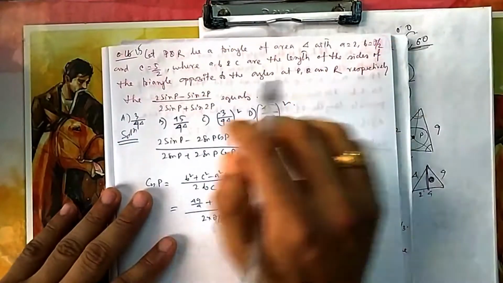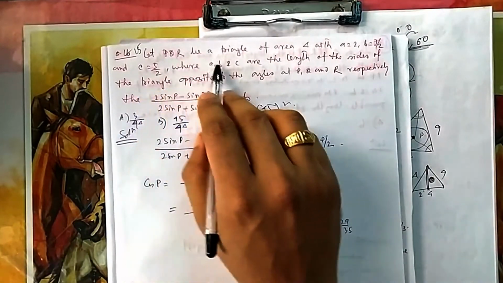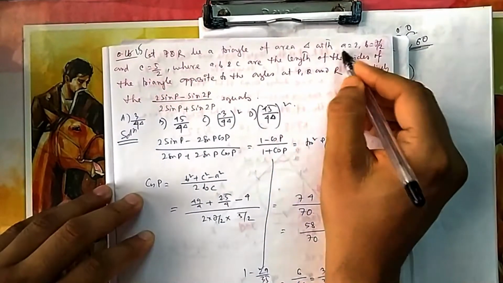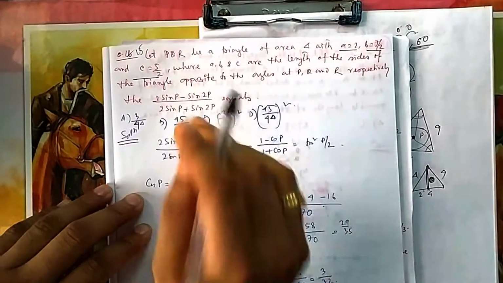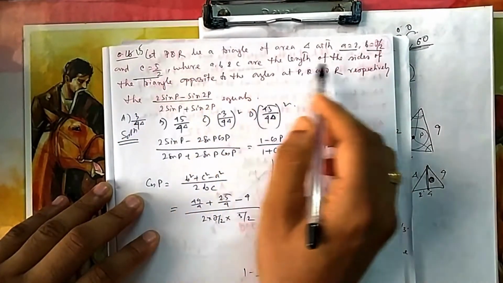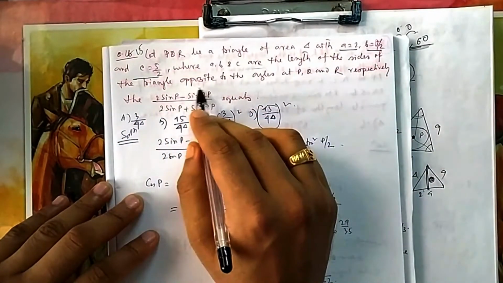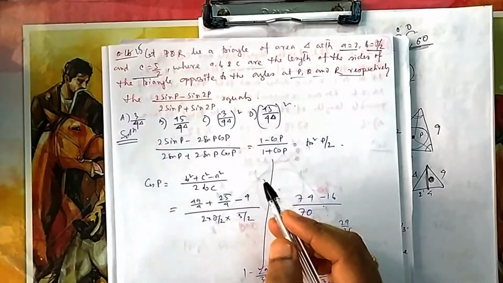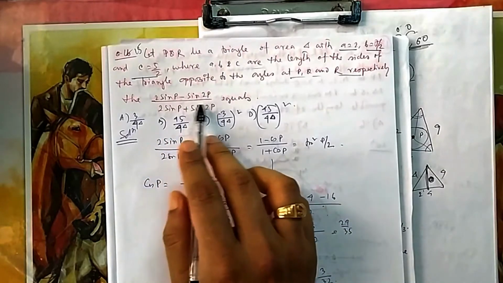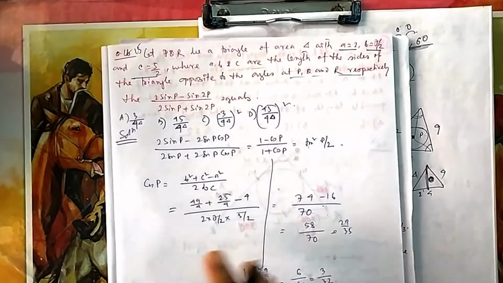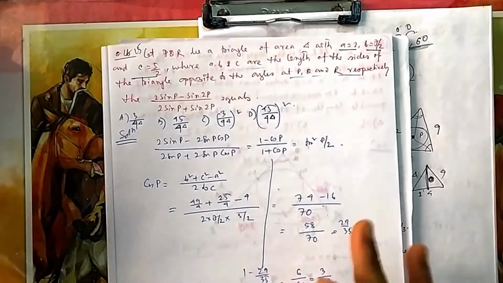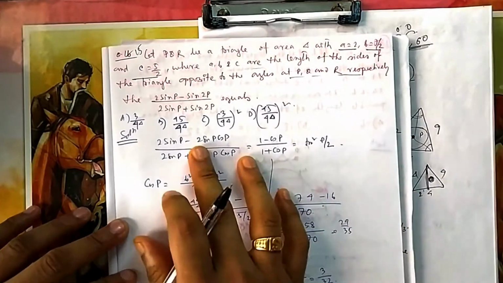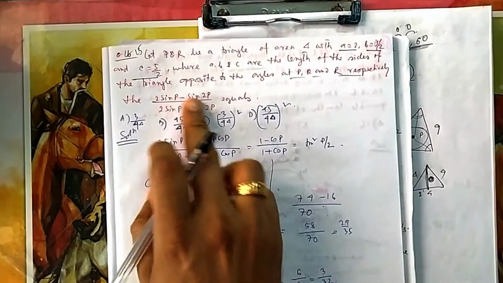Now in 15, what they are asking: PQR is a triangle of area delta whose a is given, 2, b is given, c is given. Again the general approach is stopped. Where a, b, c are the lengths of the sides of the triangle opposite to angles P, Q, R, then they are asking these things. These things you know already, we can do it because three sides are given, you can find anything. Because all three sides are given, you can find cos, then there are lots of things you can do. So let us simplify this one.